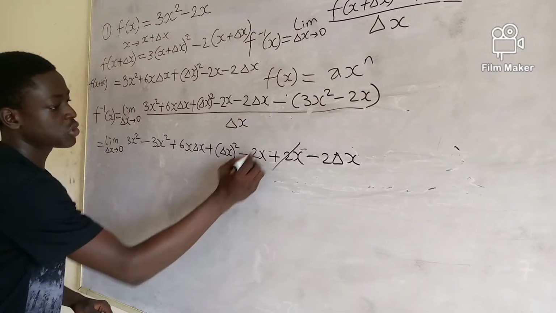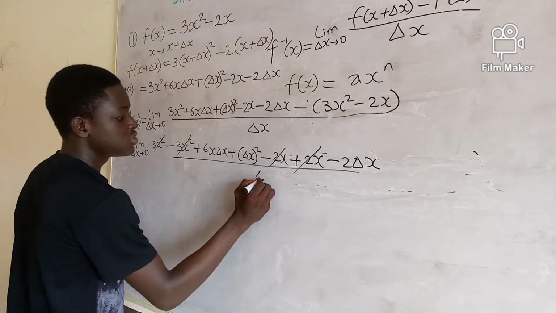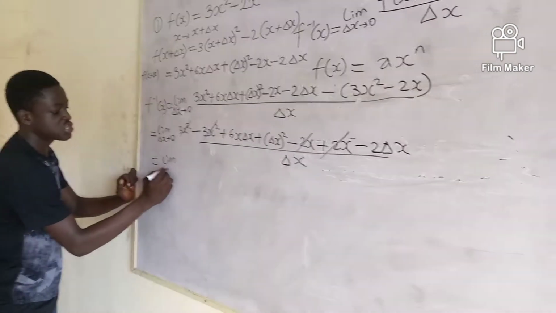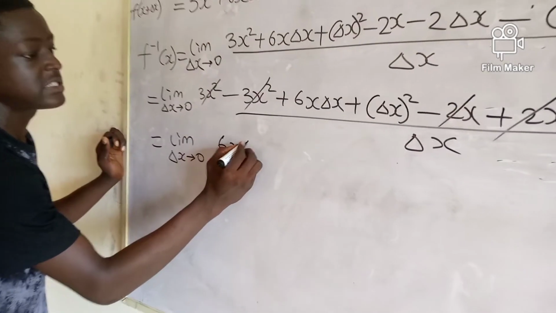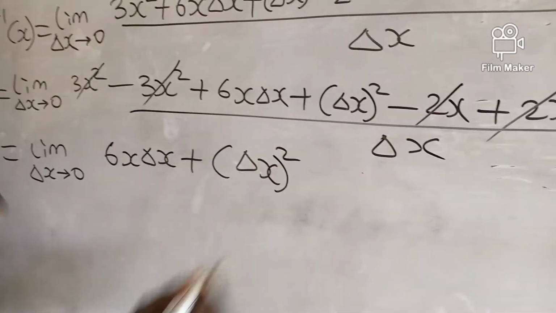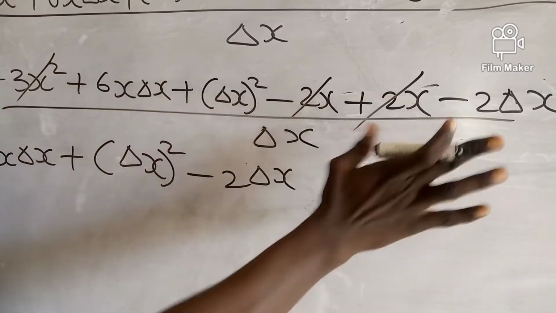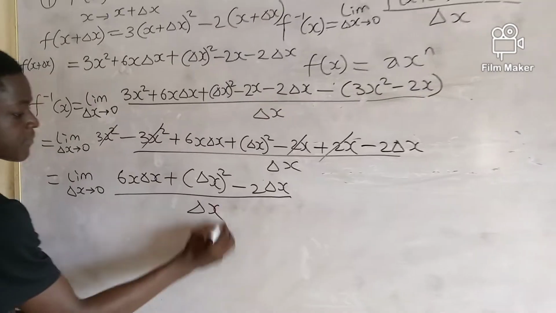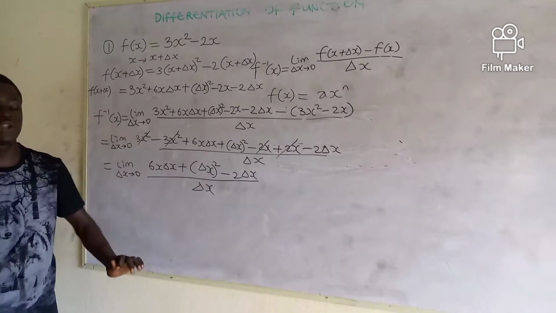Now this is subtracted from this. We have our divided by change in x. This will be equal to the limit as the change in x approaches 0. We will now be left with 6x dx plus dx squared minus 2 dx. These are the terms we are left with on the numerator of this equation, divided by dx. This dx will be divided from each of these terms we have in our numerator.